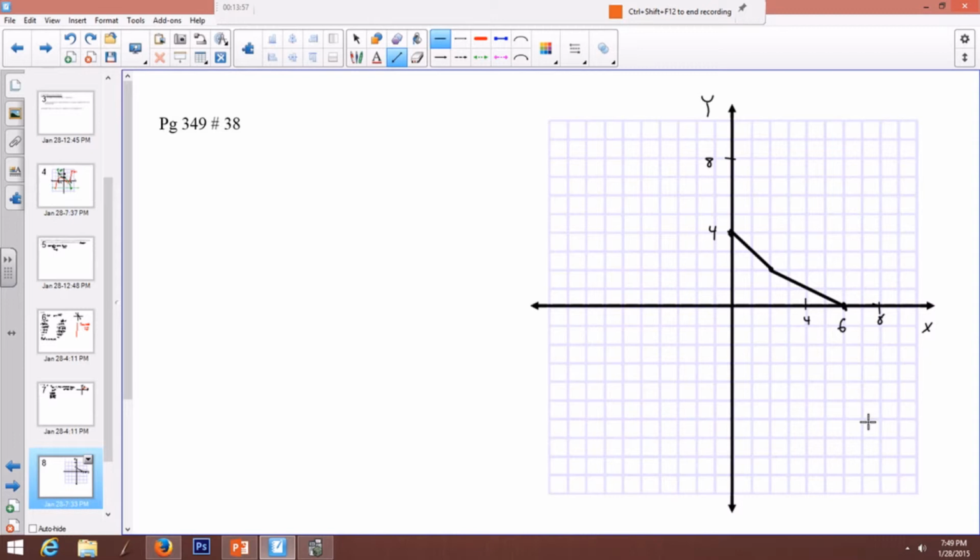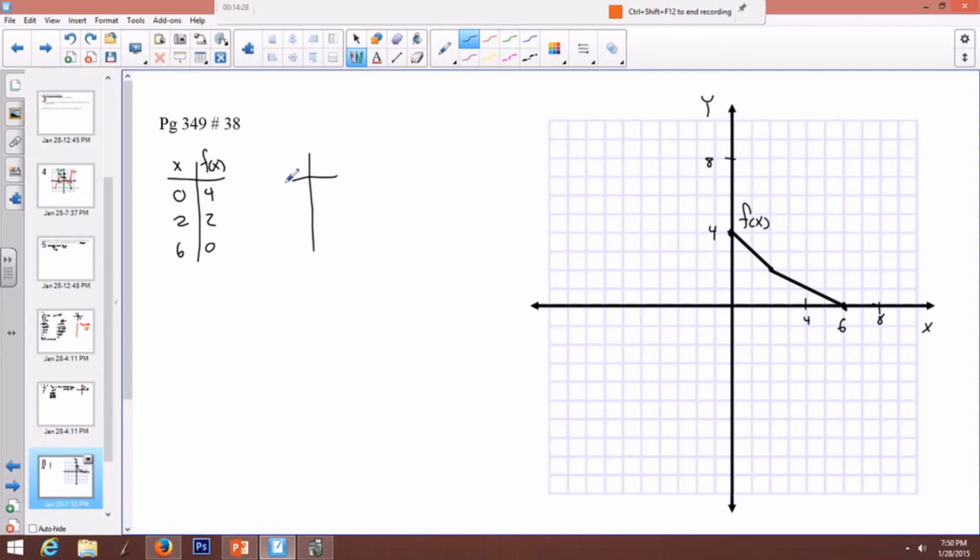And so the first thing that we should do is make a table of values for the given points. So I want to do that first. And so this is my function f of x. So x and f of x, I have 0, 4, and then I have 2, 2, and then I have 6, 0. Now, they want us to find a table of values for what we're going to have as x.